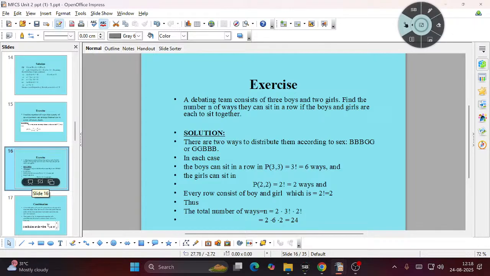Do it first. Just normally you do it, then we'll use the formula. How will they sit together? 2 boys and 3 girls. Either 3 boys and 2 girls will sit, or 2 boys and 3 girls will sit, or they will sit in a combination of boy, girl and boy, or girl, boy and boy. Right? That is the normal way. Now what is the formula? Write down. There are 2 ways to distribute them.